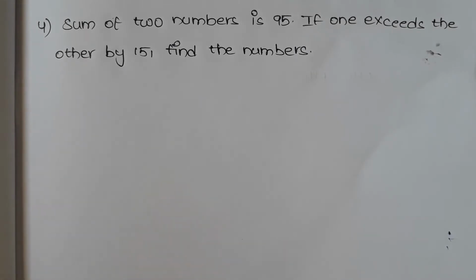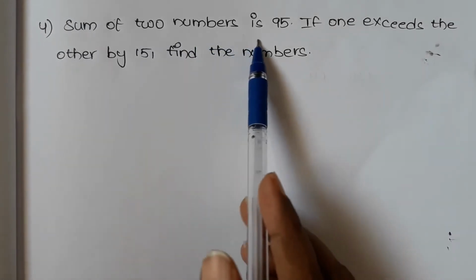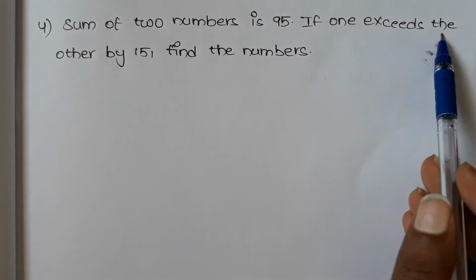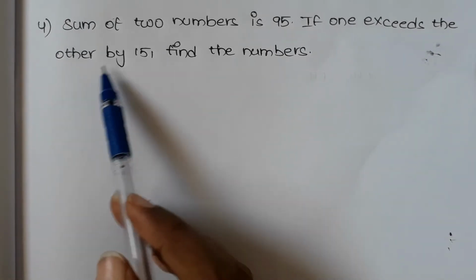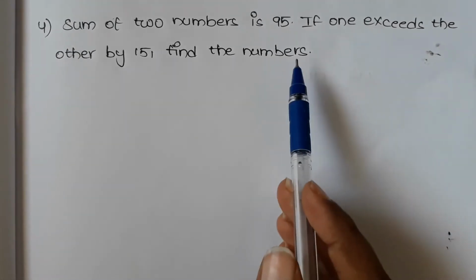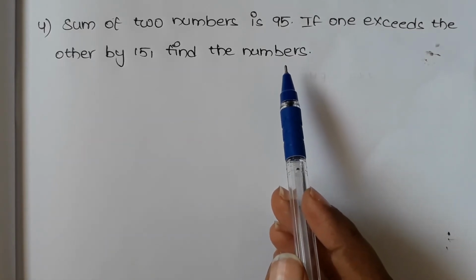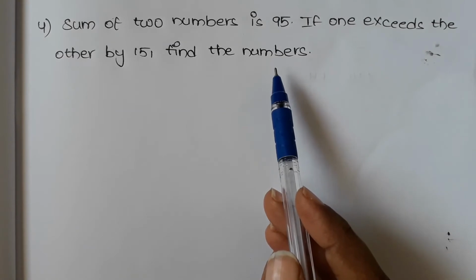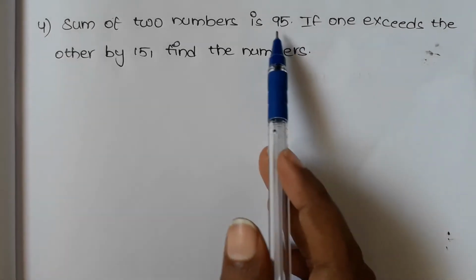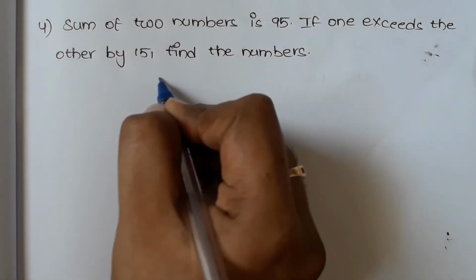Now let us solve the fourth problem: the sum of two numbers is 95. If one exceeds the other number by 15, then find the two numbers. Here they have given the sum of two numbers, but we don't know the two numbers. Now we have to find them according to the question.